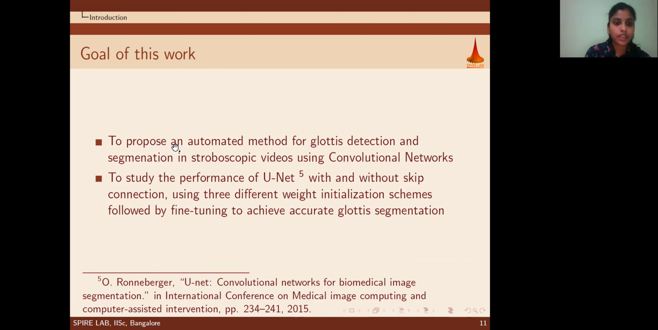The goal of this work is to propose an automated method for glottis detection and segmentation in stroboscopic videos using convolutional networks, and also to study the performance of UNET with and without skip connection using three different weight initialization schemes followed by fine tuning to achieve accurate glottis segmentation.